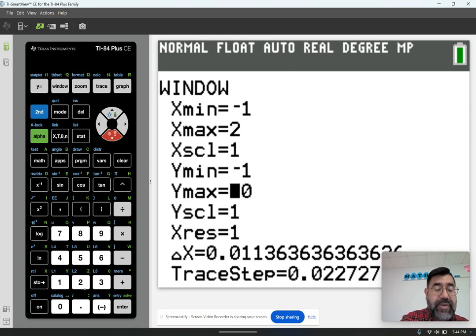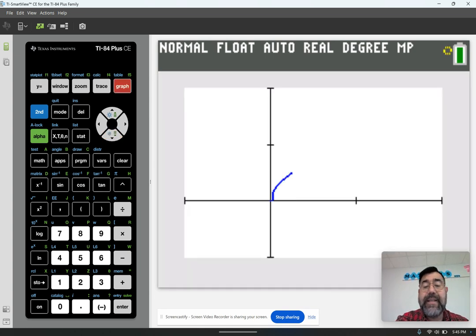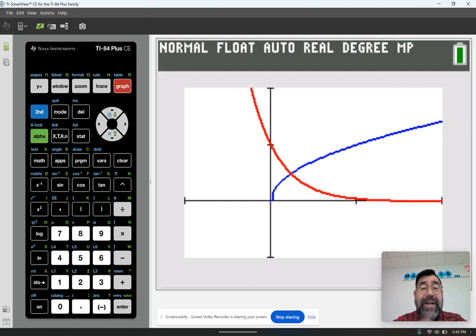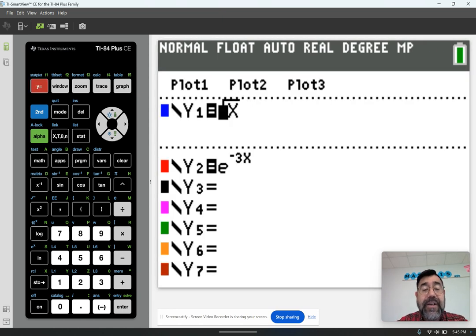Let's just create a small window. Let's see what that looks like. All right, there's square root of x, and there's e to the negative 3x. What I don't have is a vertical line. Now, I cannot make a vertical line over here because a vertical line is not a function.